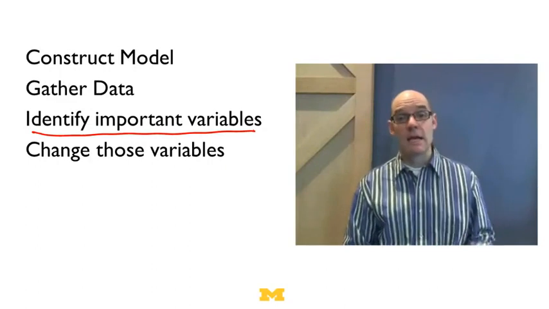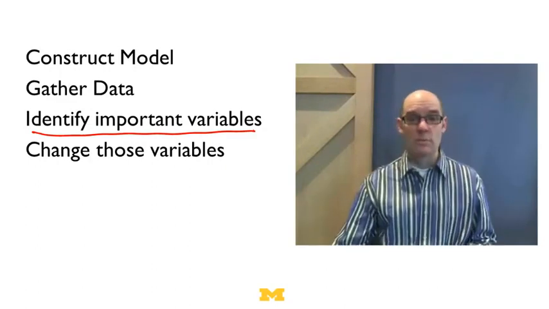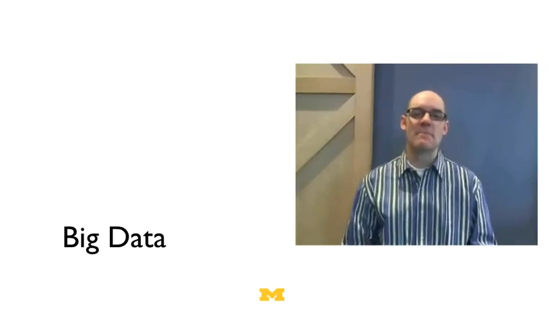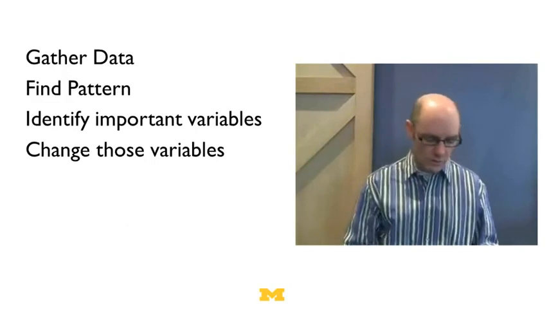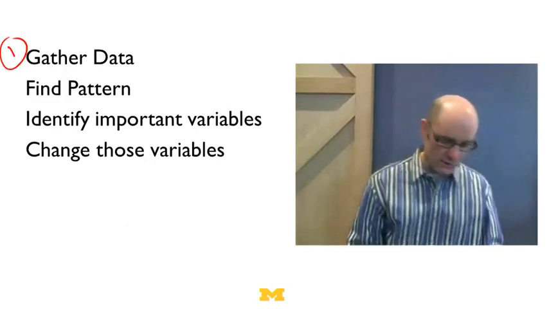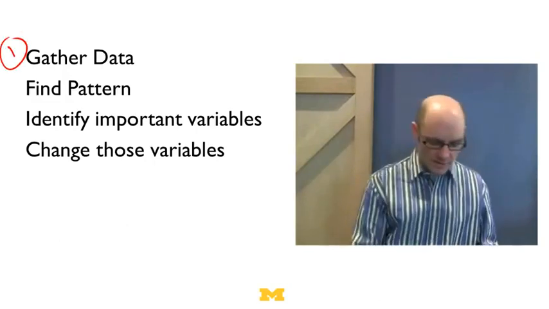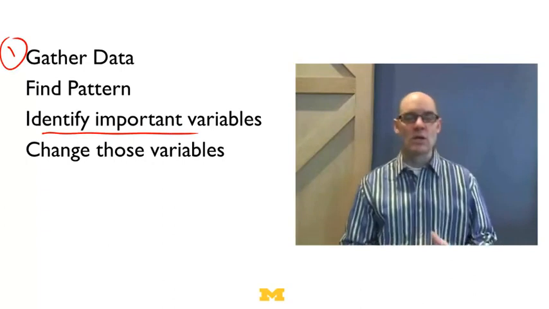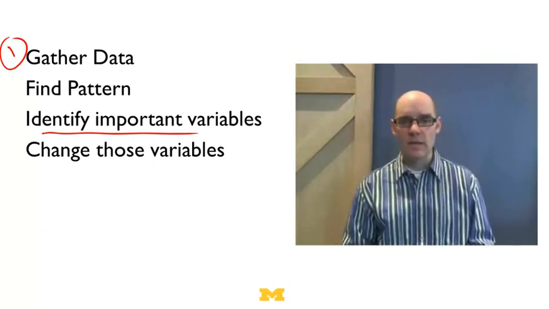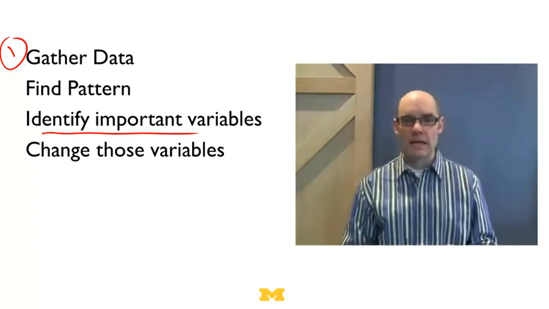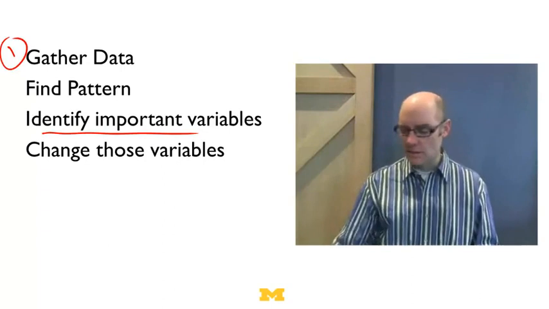Now, there's a movement towards what people call big data, and the big data movement says that, well, maybe we don't even need the models anymore. This is what some people say. They say, look, here's what we do. We first just go gather the data. Then you find the pattern, then identify the important variables. So no need for the model. Now, I want to make the point that I think that's not true. I think that's an overstatement, and let me explain why.